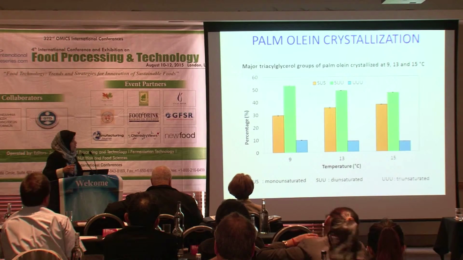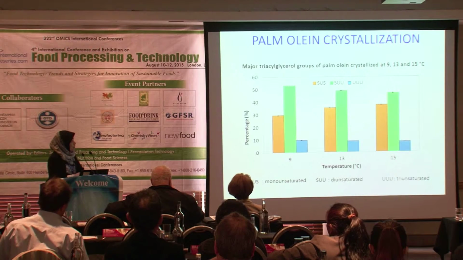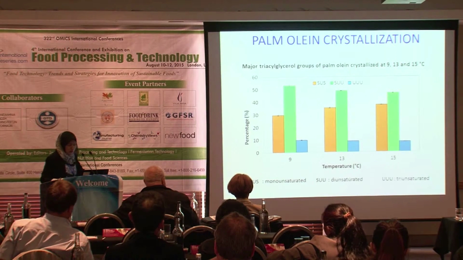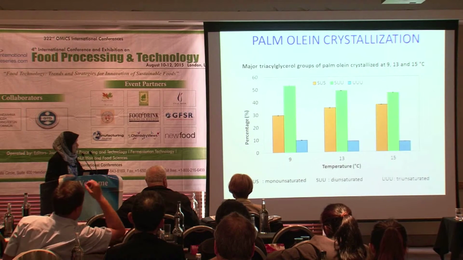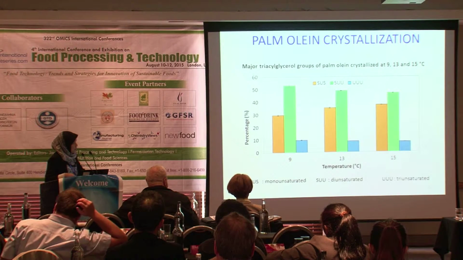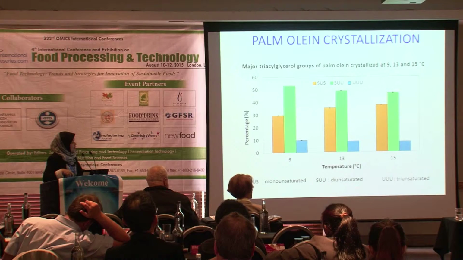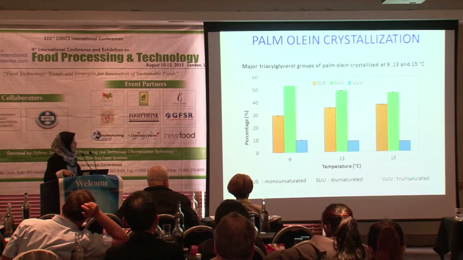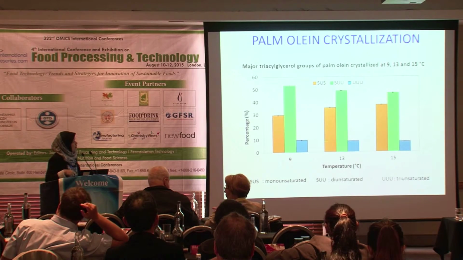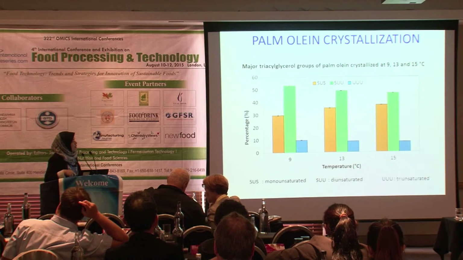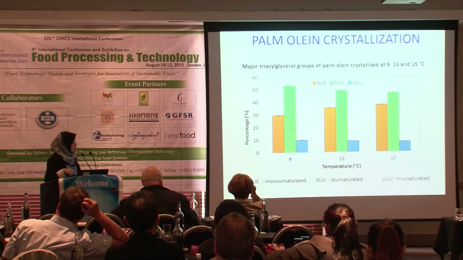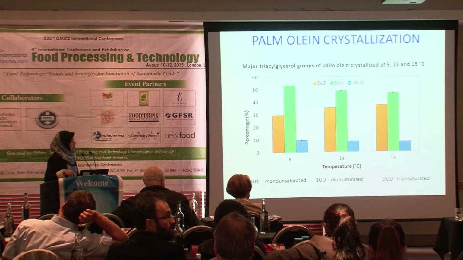Now we looked at the major triacylglycerol groups in palm olein, and this also indicates that as the temperature goes down, the amount of the unsaturated components goes up. The diunsaturated and triunsaturated TAG components increase with decreasing temperature, while the monounsaturated components, which comprise two saturated fatty acids, increase with increasing temperature.